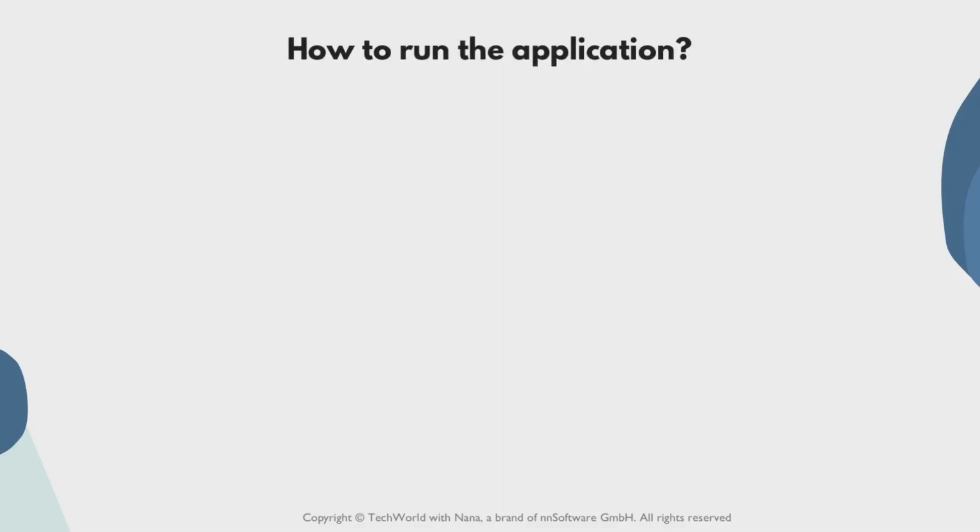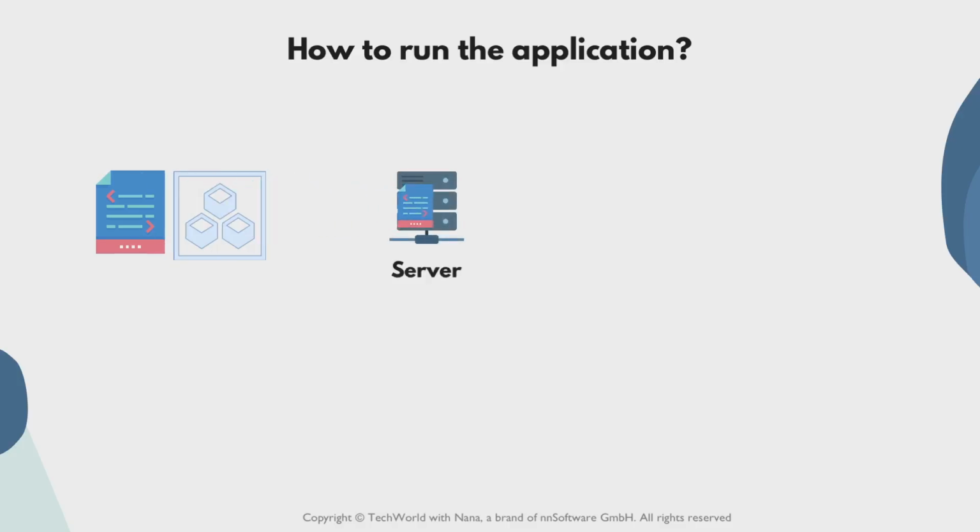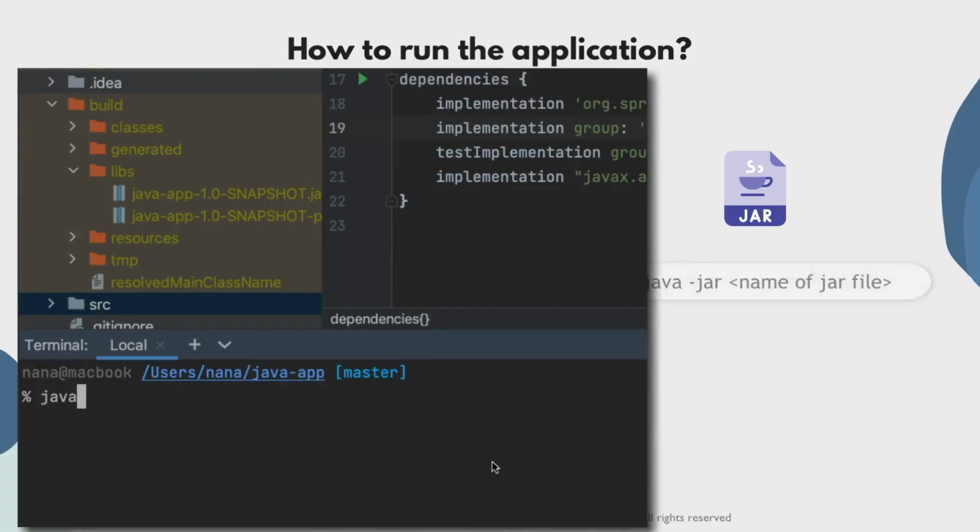Now let's say we built an artifact and we've stored it in the artifact repository and also copied that to a server to start the application. Now, how do you run the application with this artifact? The command for executing a jar file, for example, is java -jar, the name of the jar file.